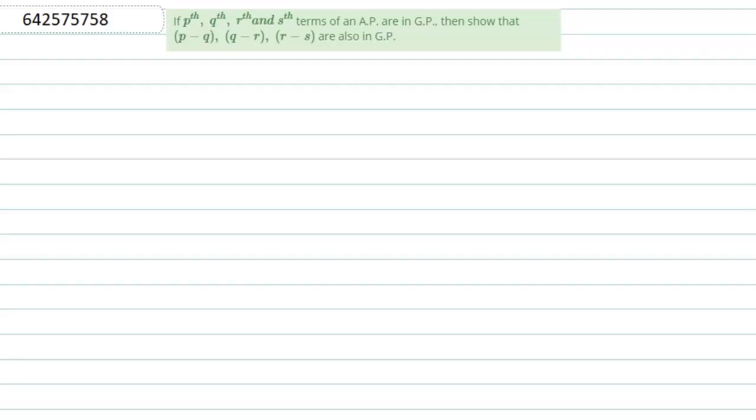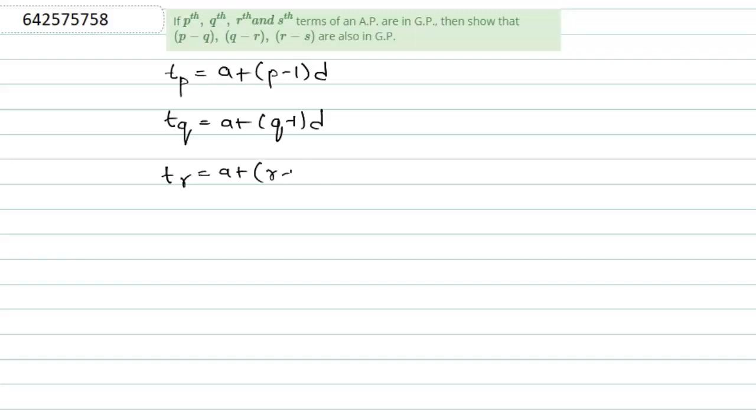Now let us suppose that A is the first term and D is the common difference of the AP. So we can write that TP is equal to A plus P minus 1 into D, TQ is equal to A plus Q minus 1 into D, TR is equal to A plus R minus 1 into D, and TS is equal to A plus S minus 1 into D. Also it is given that these terms are in GP.